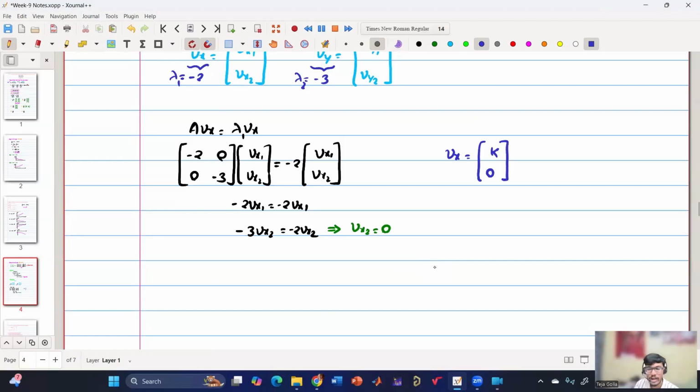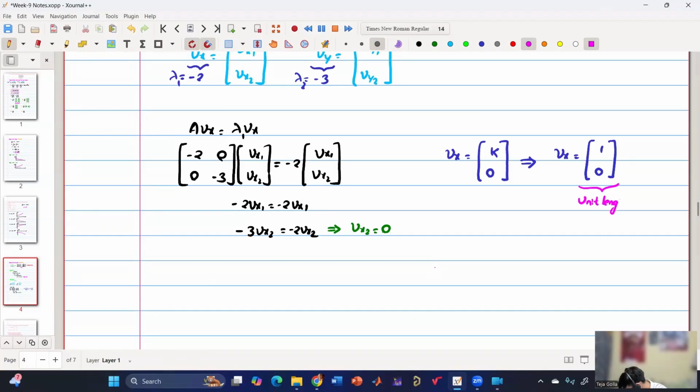So now if I have to find the unit vector, then what will I do? I will divide it by its magnitude. The magnitude of this vector is k. So if I calculate my unit vector, then I'll get Vx as 1, 0. Agree? So now this has unit length.